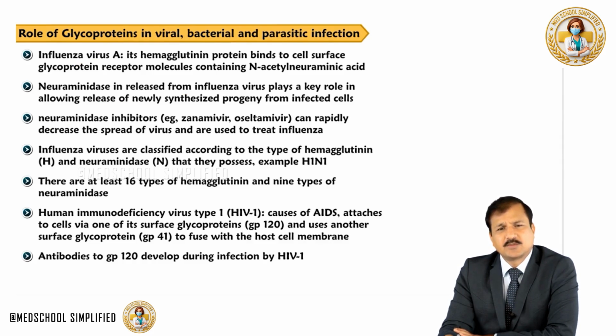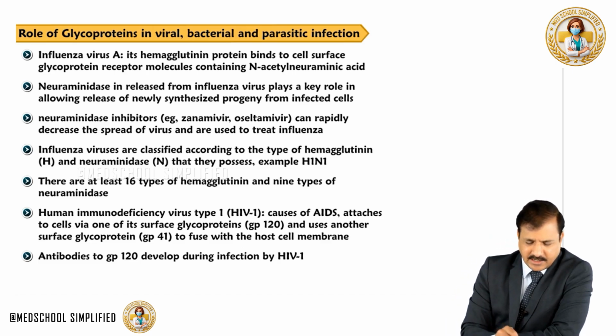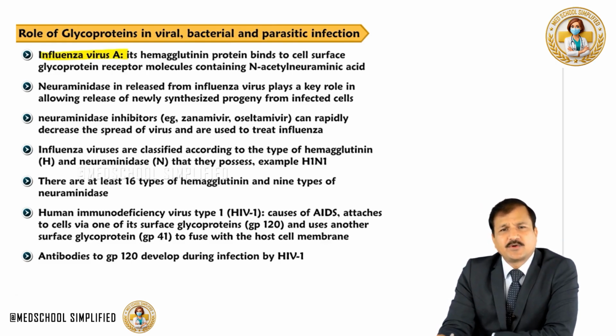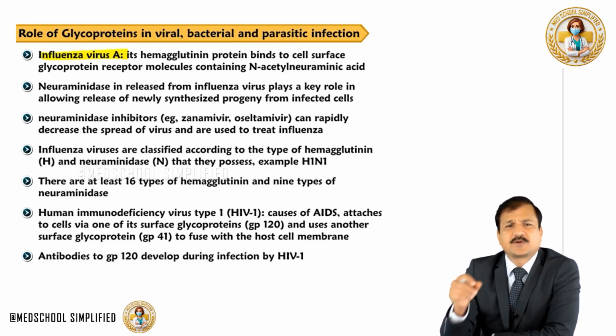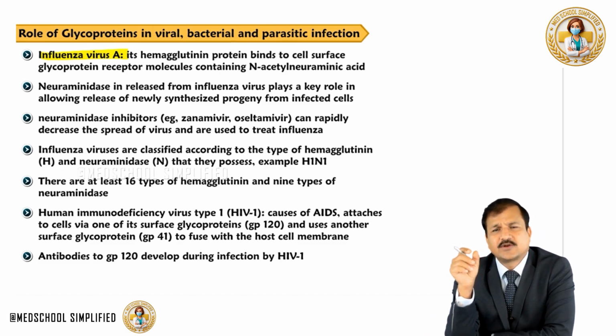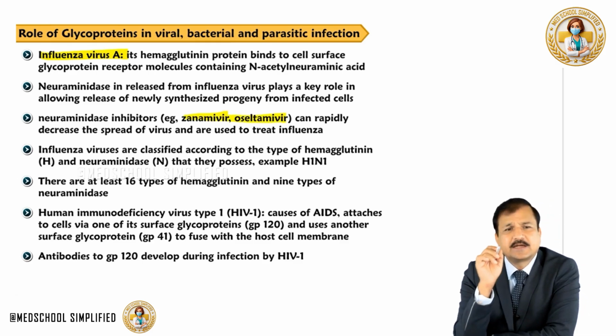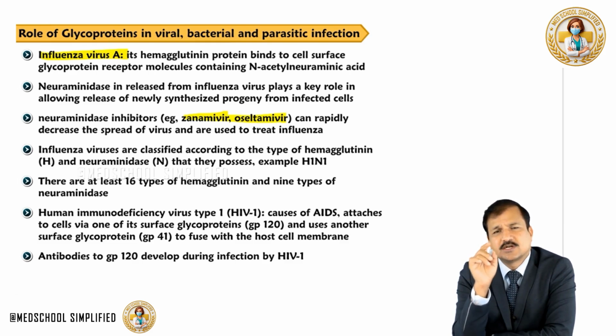Now, there is a role of glycoproteins in viral, bacterial and parasitic infections also. Let's get into a little more detail in this aspect. First is influenza virus A. Influenza virus A has a hemagglutinin protein which binds to cell surface glycoprotein receptors containing N-acetyl neuraminic acid. Neuraminidase is released from the influenza virus and plays a key role in allowing release of newly synthesized progeny from infected cells. So, developing neuraminidase inhibitors like zanamivir and oseltamivir can rapidly decrease the spread of virus, and these drugs are also used to treat influenza infection.